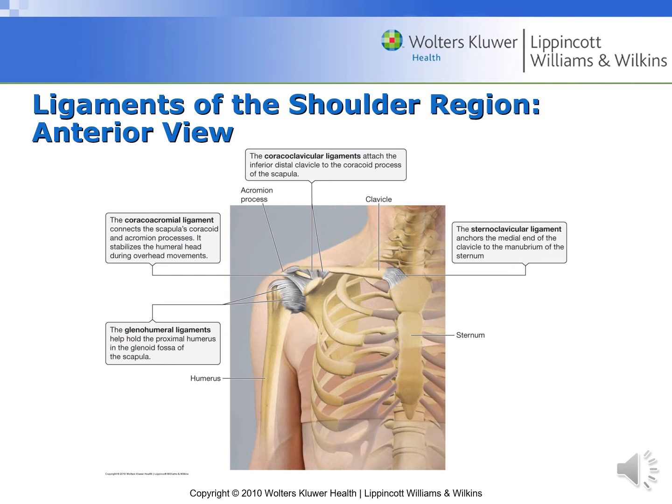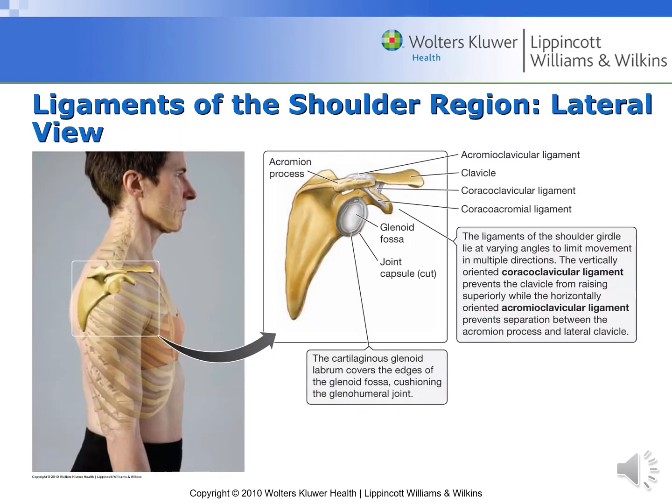The sternoclavicular ligament anchors the medial end of the clavicle to the manubrium of the sternum. And here we see the lateral view of the ligaments of the shoulder. The ligaments of the shoulder girdle lie at varying angles to limit movement in multiple directions. The vertically oriented coracoclavicular ligament prevents the clavicle from raising superiorly, while the horizontally oriented acromioclavicular ligament prevents separation between the acromion process and the lateral clavicle.